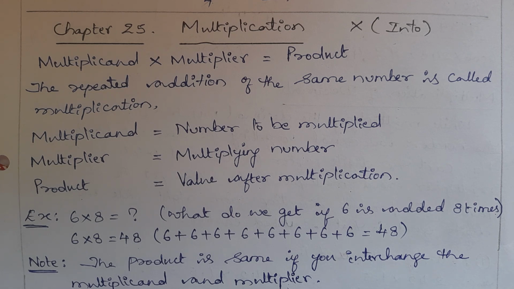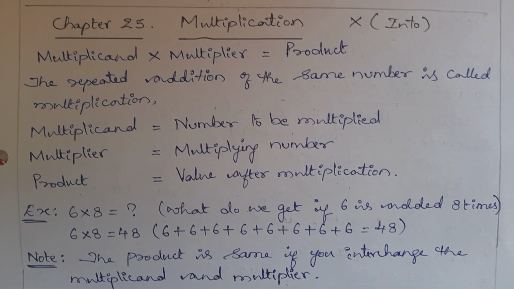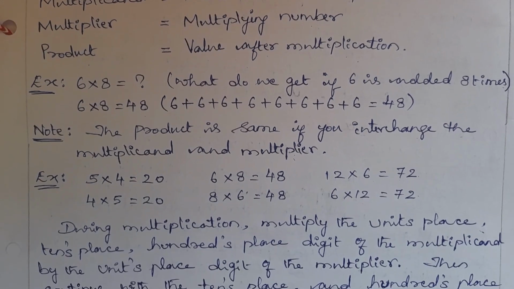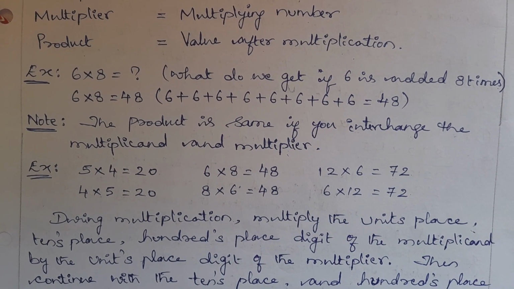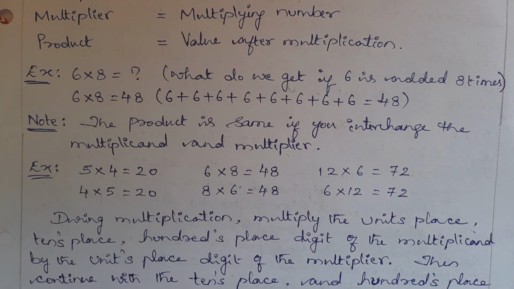Multiplicand is the number to be multiplied. Multiplier is the multiplying number. Product is the value after multiplication. Example, 6 into 8 equal to how much? What do we get if 6 is added 8 times? So 6 8s are 48. 6 is added 8 times, we'll get 48.